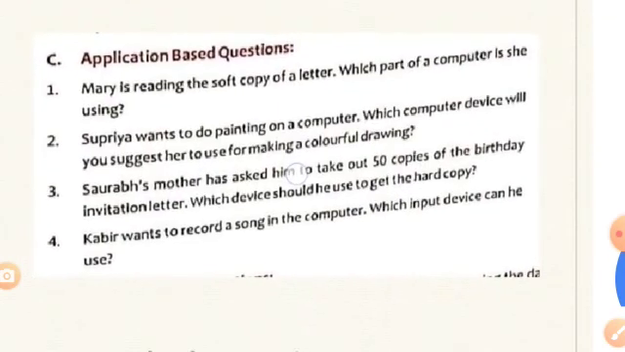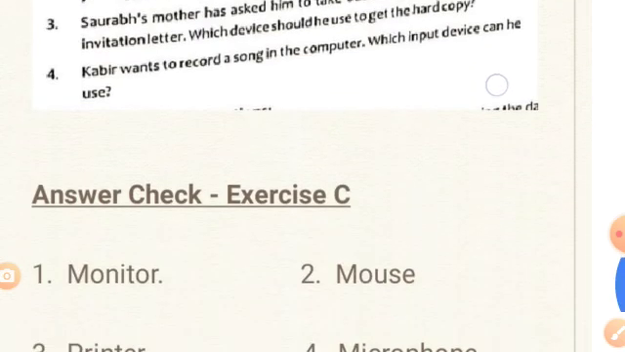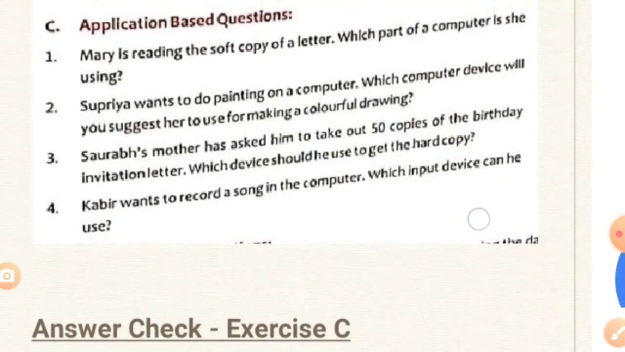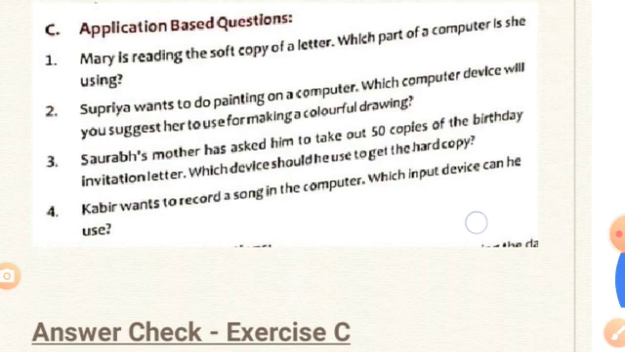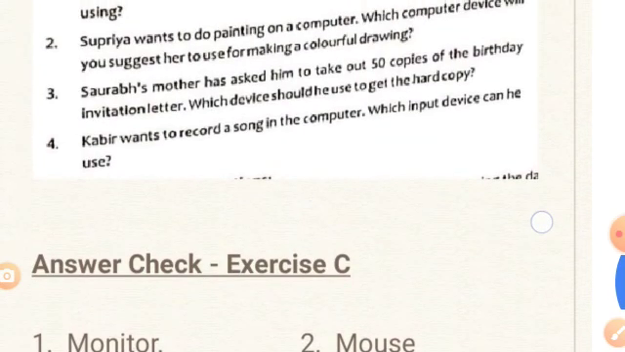Question number 1. Mary is reading the soft copy of a letter. Which part of a computer is she using? Are you ready with your answer? Yes, it is monitor. Number 2. Supriya wants to do painting on a computer. Which computer device will you suggest her to use for making a colorful drawing? Yes, mouse.